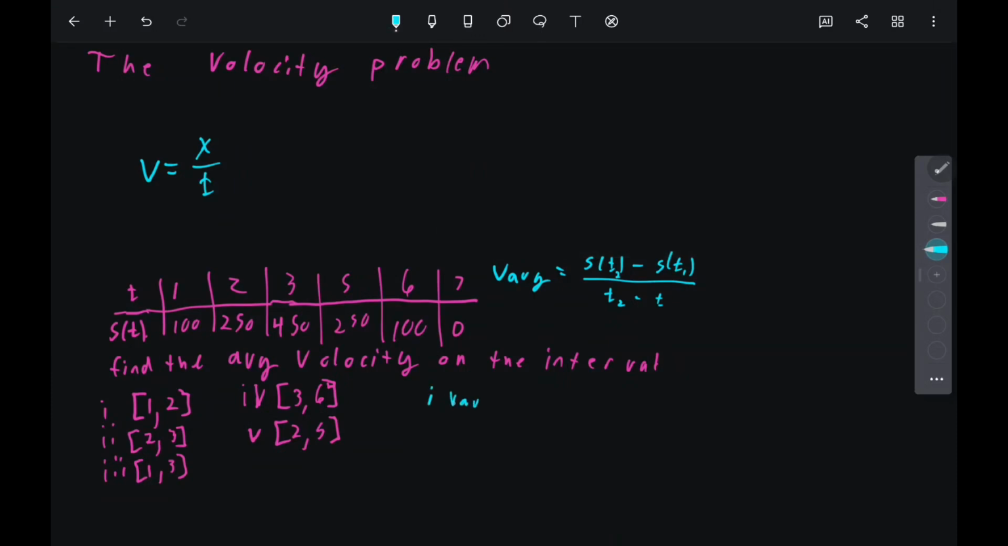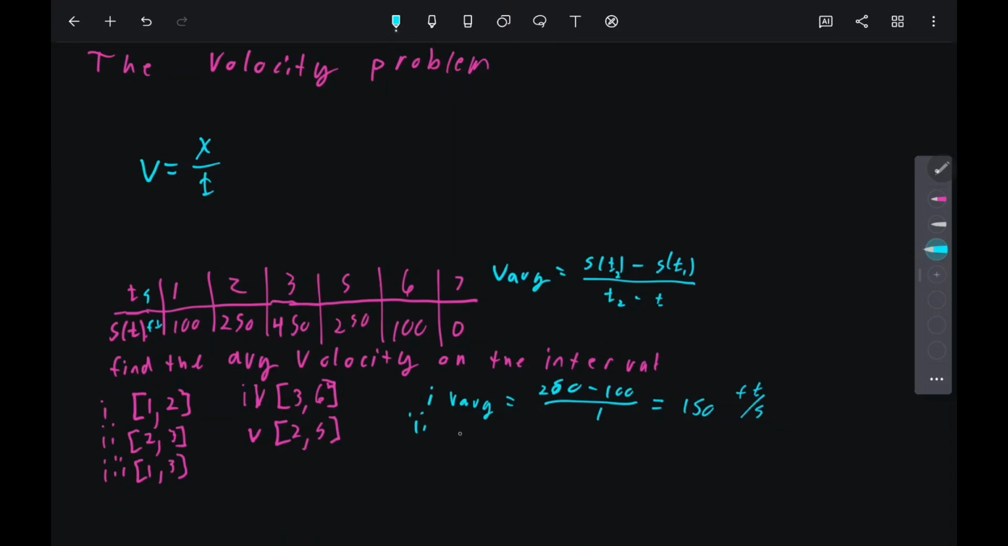So, let's do this first one. V average is going to be equal to S of 2, which is 250, minus S of 1, which is 100, all over 1. That is just 150. And I don't have any units listed, but let's say this is feet per second. So this would be 150 feet per second.